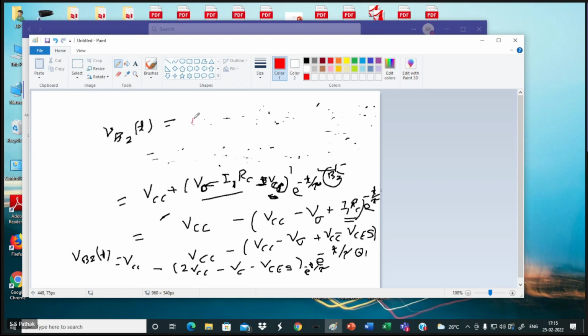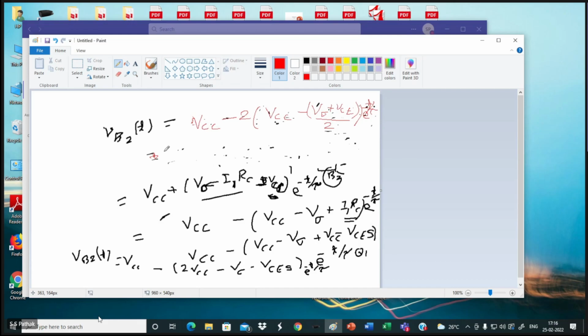Now VB2 is nothing but, here is my VCC. I take 2 common here. This becomes VCC minus V sigma plus VCE, bracket divided by 2. I've taken 2 common. E to the power minus T by tau. Okay. Now I have written like this.